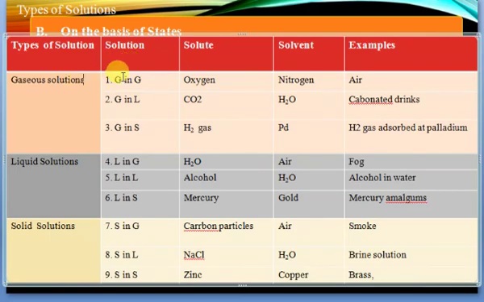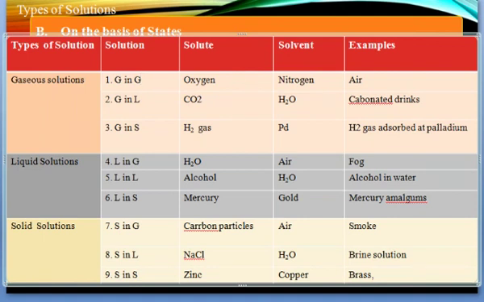The first one is gas and gas. So the solute must be a gas. The formula of oxygen is O2 and the solvent here is nitrogen. So in the air, nitrogen is present at 78% and oxygen is present at 21%. There are also other minor gases such as helium, neon, argon, which are also present in the atmosphere.